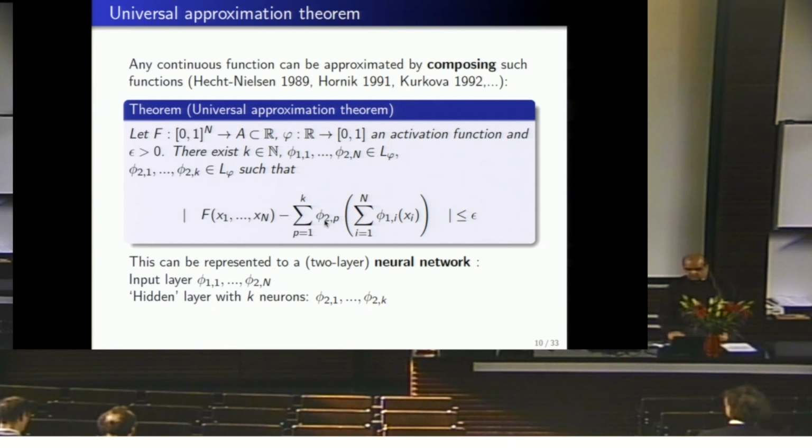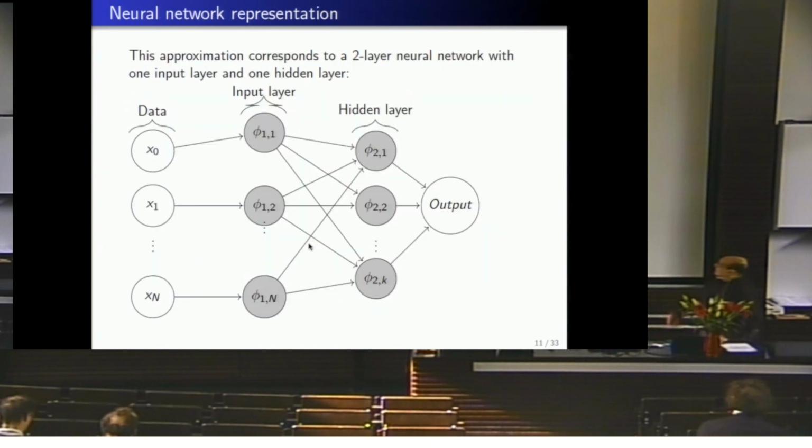This is the neuron in the second layer, and you have k of these neurons. So you can think of this as a 2-layer network with n input neurons and k hidden neurons. So you can draw a picture like this, a diagram showing how I built the previous approximation.